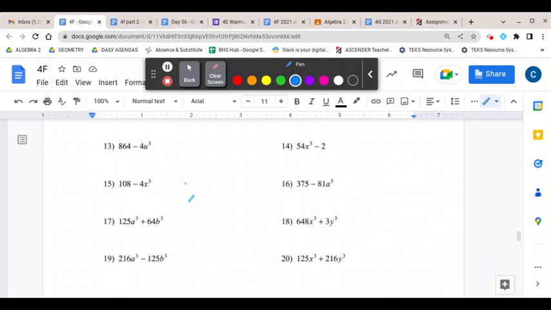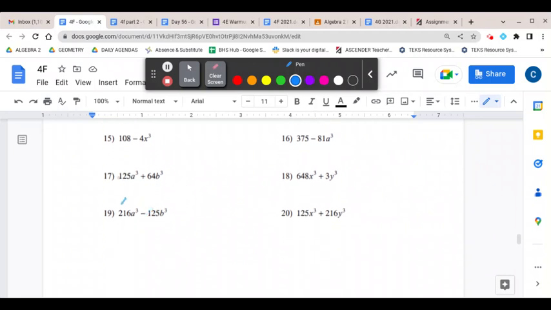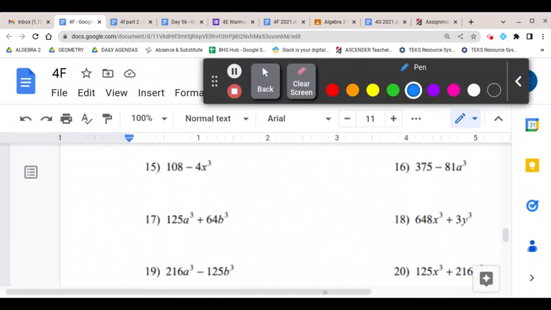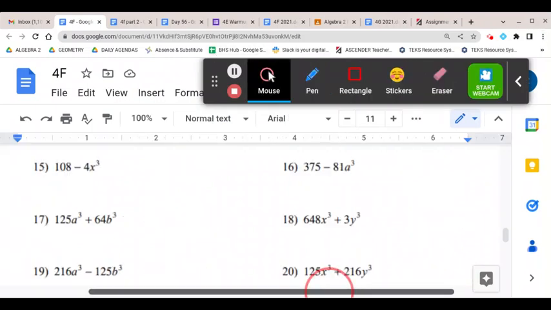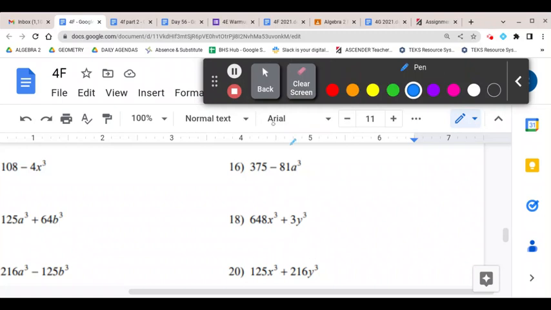So let's look at numbers 19 and maybe 19 and 18 down here, and then I'll go to the next thing. All right. So if we're looking at number 18, sorry, trying to make this thing a little bit bigger here. So we have 648x cubed plus 3y cubed.